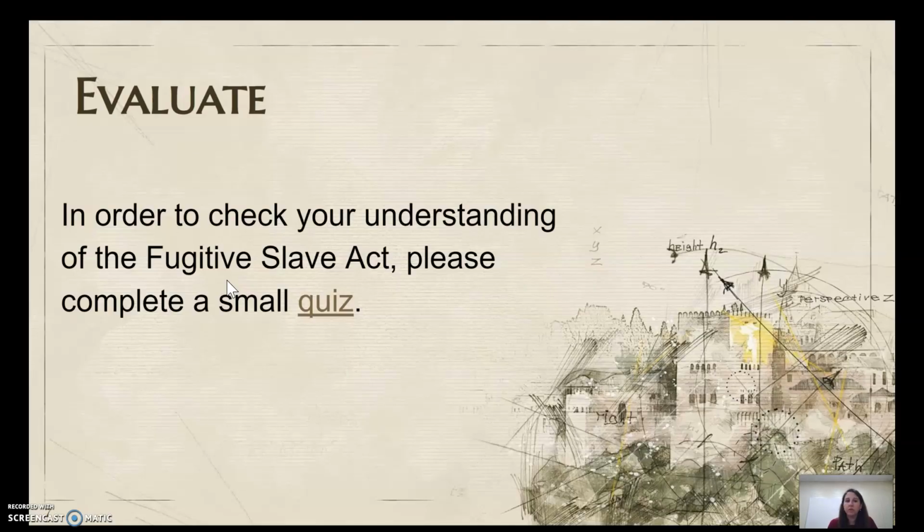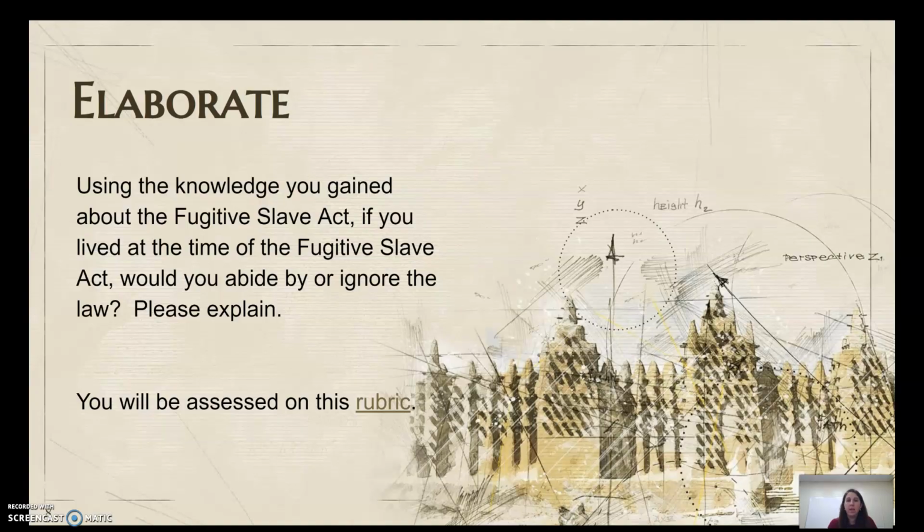In order to check your understanding of the Fugitive Slave Act, you're just going to complete a small quiz. Then, using the knowledge you gained about the Fugitive Slave Act, if you lived at the time of the Fugitive Slave Act, would you abide by or ignore the law? And then you're going to explain to me.